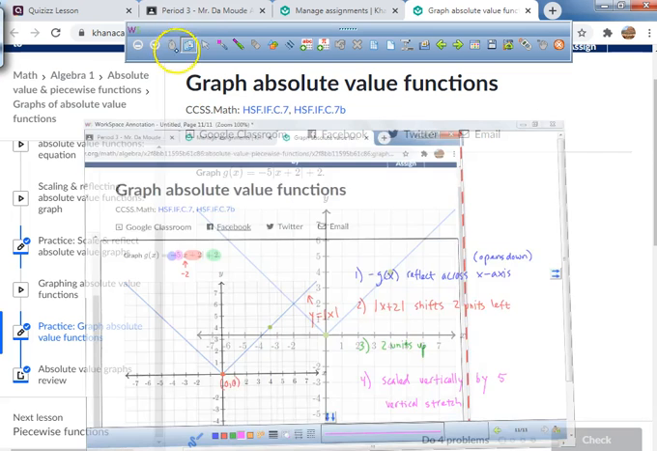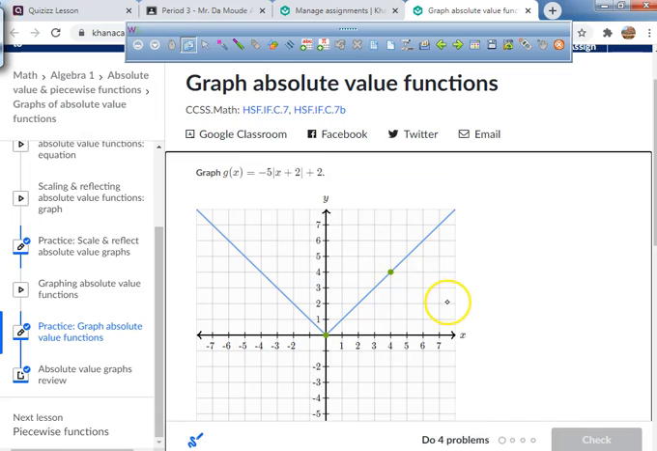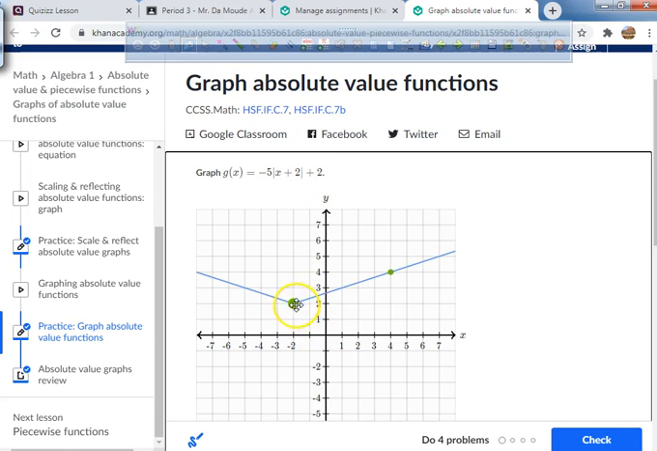Now I'm going to show you how I would do this. The first thing I do is I move left or right. So since that says plus 2, I'm going to go 2 units to the left because negative 2 plus 2 is 0. And since it says plus 2, I'm going to go 2 units up. Then I just look at this negative 5, and I know it's going to be opening downward, but I have to go down 5 and over 1. So I'm going to go down 1, 2, 3, 4, 5, and over 1 right there.